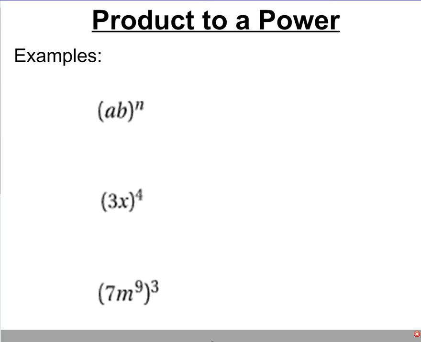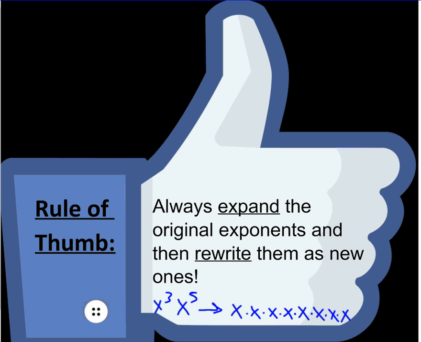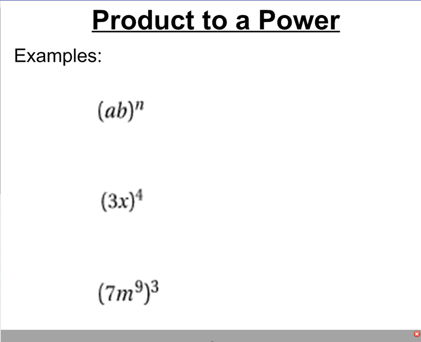So the final property that we're going to talk about with powers is the product to a power property. Product, again, means multiplication. So you have a multiplication problem raised to a power. So we have this right here. We'll look at our first example, and we're going to go back to a rule of thumb again. Always expand the original exponents and then rewrite them. This will work every time.